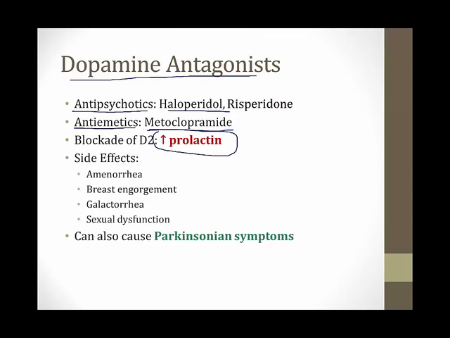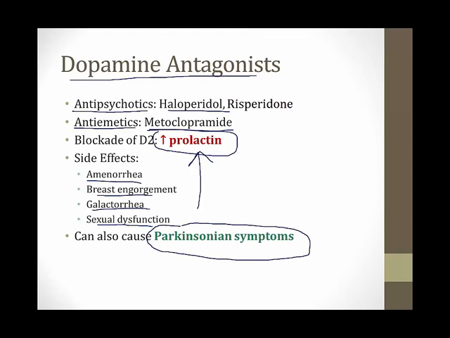So people taking these drugs can experience amenorrhea, breast engorgement, galactorrhea, or sexual dysfunction. These are all related to the high prolactin levels, which you should now understand. In addition, many of these drugs cause Parkinsonian symptoms, which are movement symptoms similar to Parkinson's disease. And that's because blocking dopamine receptors in the central nervous system results in a relative deficiency of dopamine activity, and that's the same mechanism by which Parkinson's disease occurs.